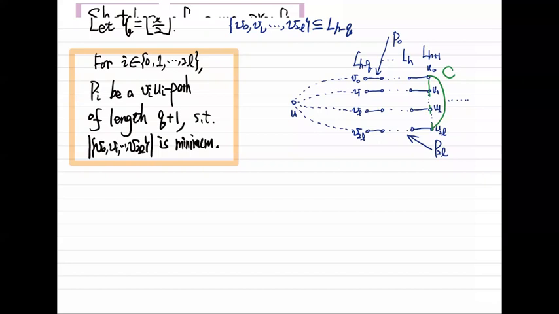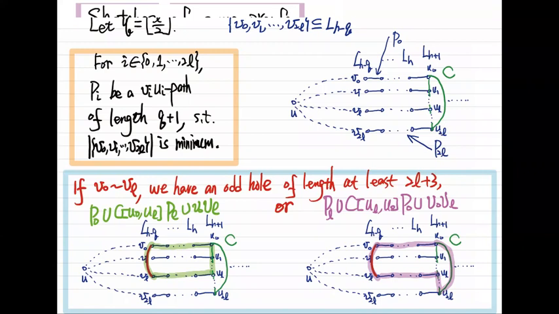Then we discuss the structure, the situation of the subsets V0, V1, V2 to V2L. If V0 is adjacent to VL, then we can find a hole of length at least 2l+3.